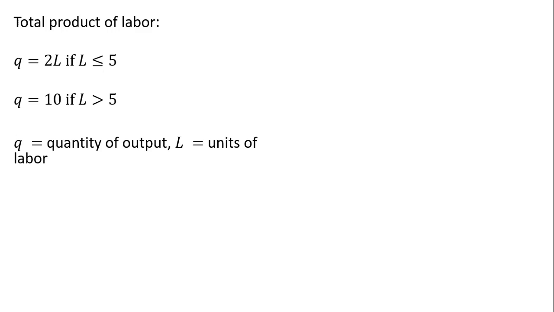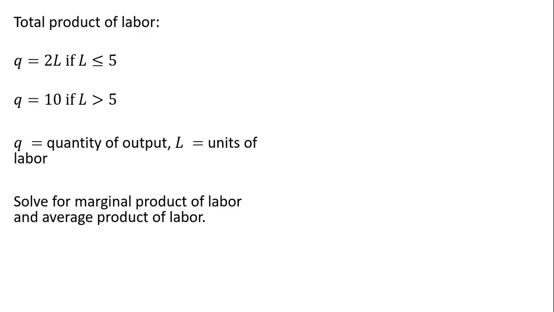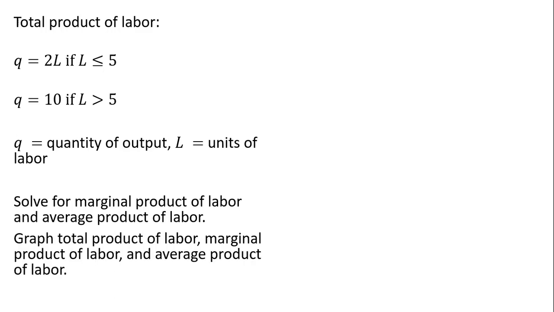So again, Q is the quantity of output and L is units of labor. We want to solve for marginal product of labor and the average product of labor, and then we're going to look at the graphs of all 3 of these concepts. So first, the marginal product of labor.